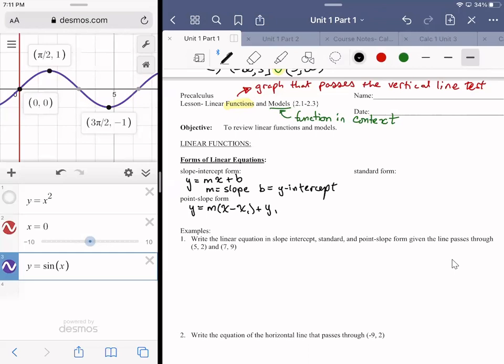So the m is still the slope. x1, y1 is a point on the line. All right, it's some point on the line. It could be any point on the line. Doesn't matter what it is. That's the power of the point slope form. It could be a disgusting looking decimal, or it could be a nice round number like 0, 0.